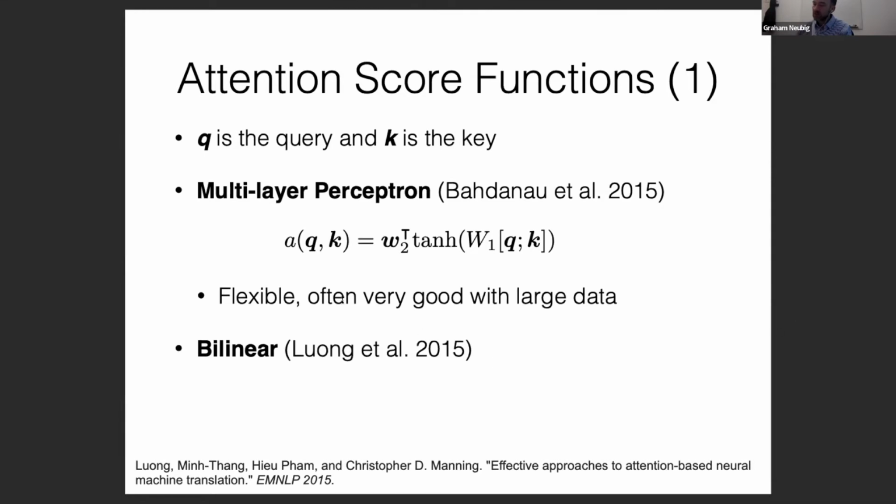Another thing that we can do, and in fact this is maybe the most common method that we use nowadays, is the bilinear function. We have the key and the query, and we have a weight matrix here that we multiply. And this gives us the attention weight here.